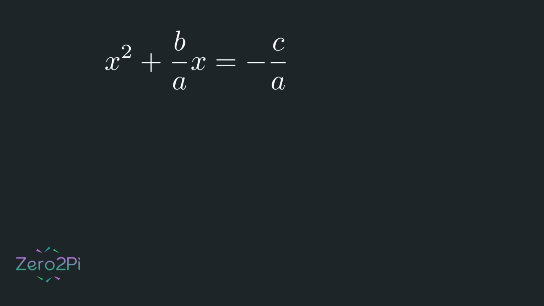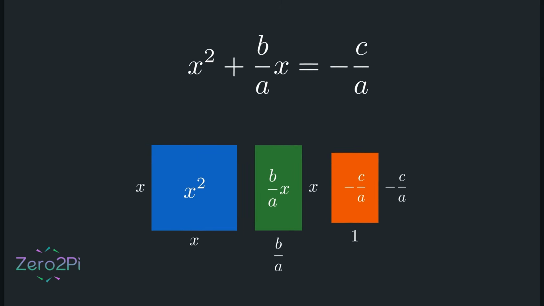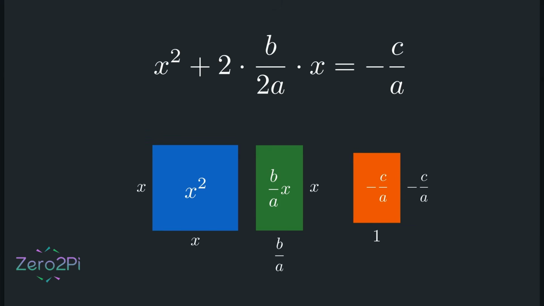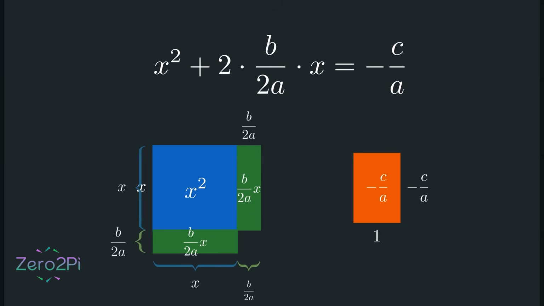Let's return to our geometric picture. Now let's take these simple shapes and turn them into something powerful. We take the middle rectangle and split it into 2 equal parts. Each part has an area of b over 2a times x. Then we place these 2 rectangles along the sides of the original square. And now something interesting happens. The shape looks almost like a perfect square, but not quite. There's still a small gap in the corner.